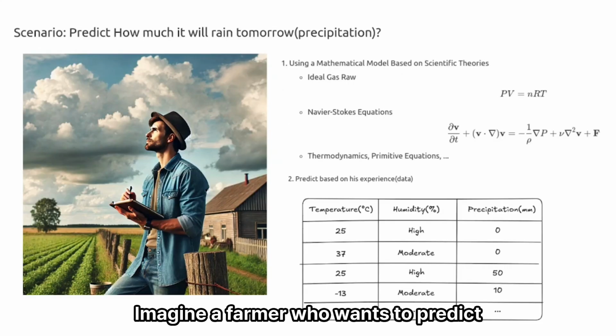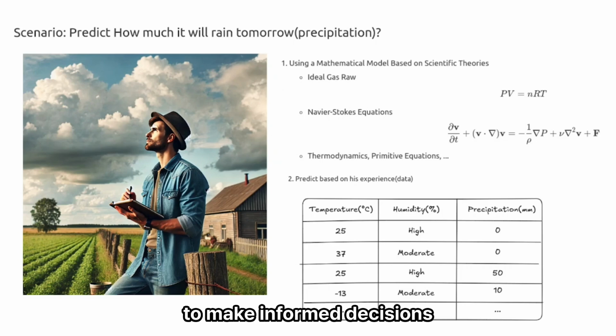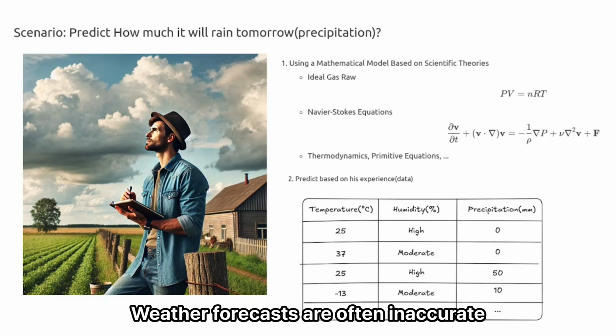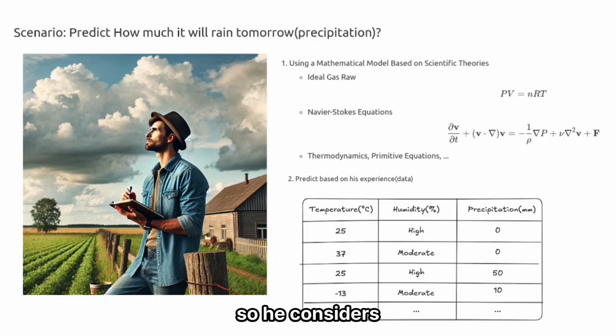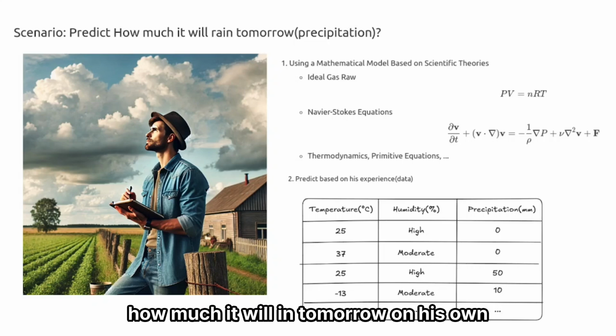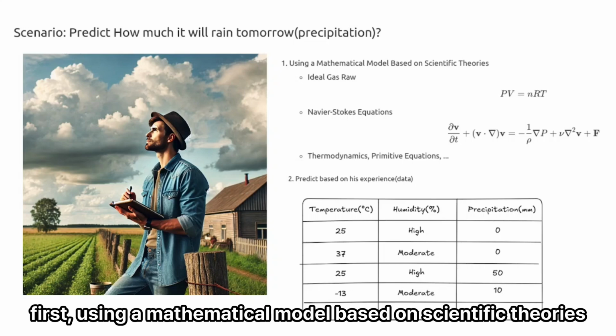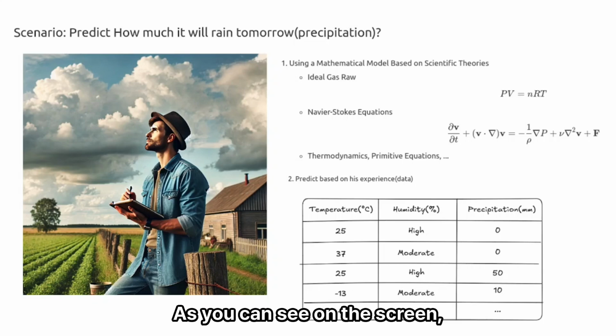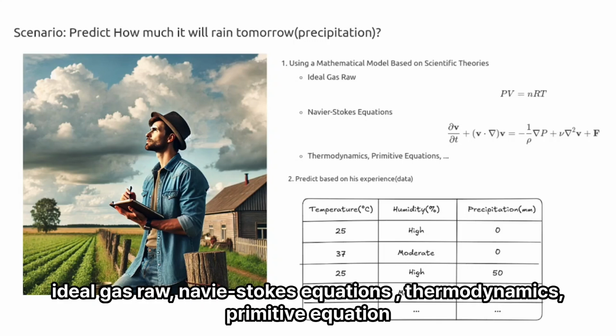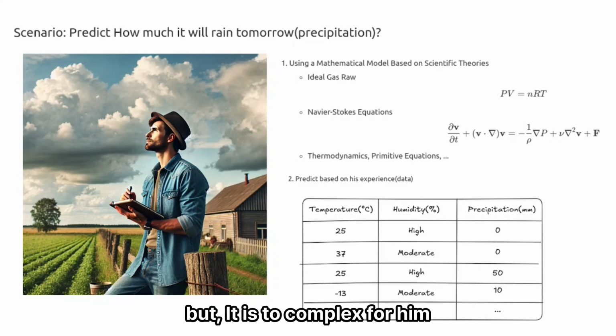Imagine a farmer who wants to predict how much it will rain tomorrow to make informed decisions. However, he believes that weather forecasts are often inaccurate, so he considers how he can predict the rain on his own. The approach that comes to his mind is using a mathematical model based on scientific theories. As you can see on the screen, there can be the ideal gas law, Navier-Stokes equations, and thermodynamics primitive equations, but it is too complex for him to apply in predicting how much it will rain tomorrow.